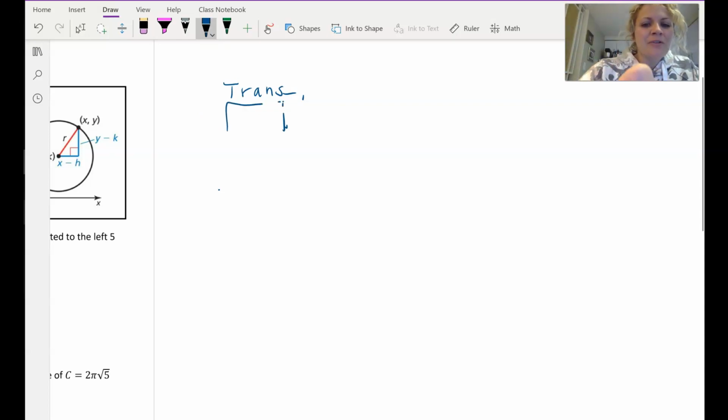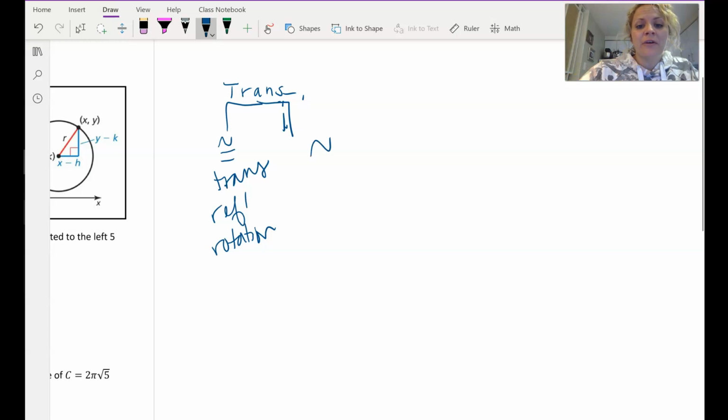They're called isometries because they produce congruent figures. And we said that list includes the translation, I'm just going to abbreviate, the reflection and the rotation. And then we said when we talk about dilations, that those produce similar figures.